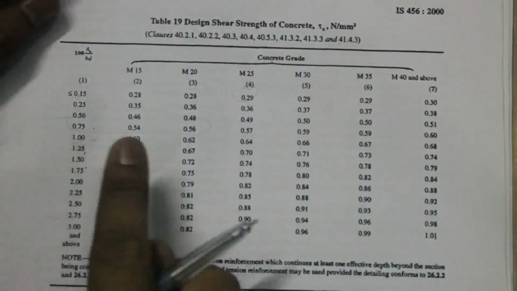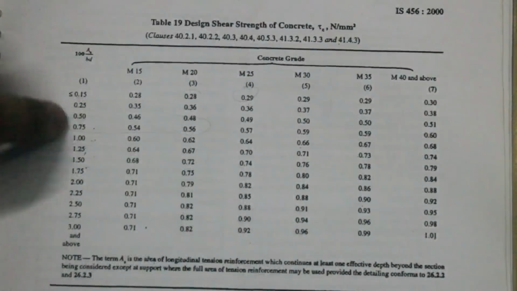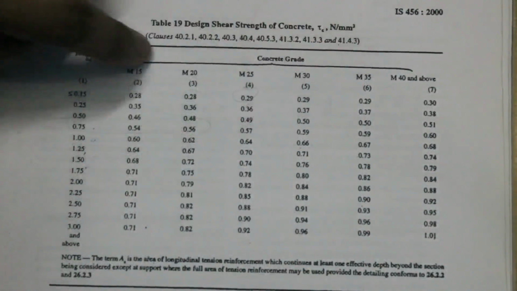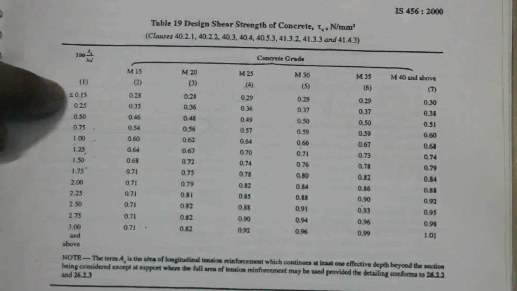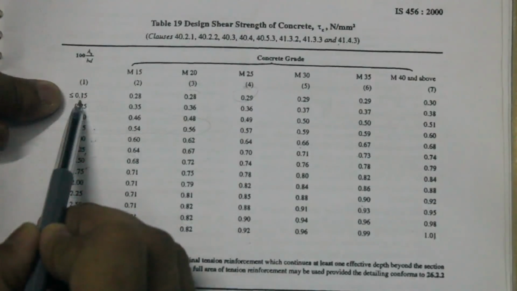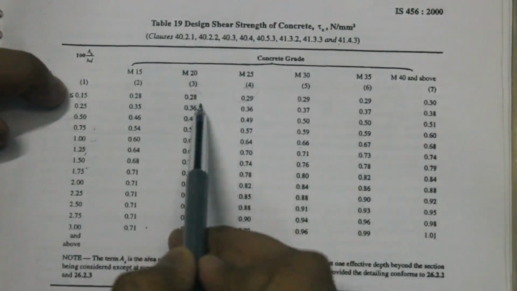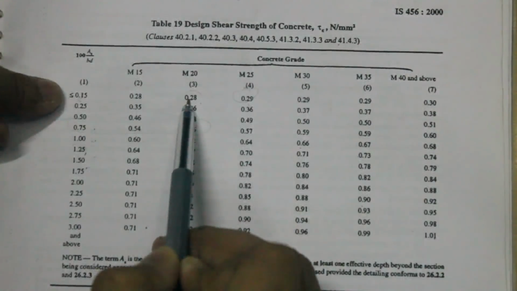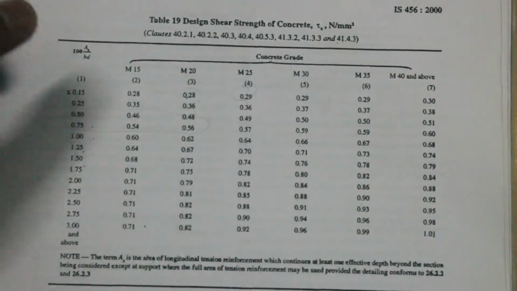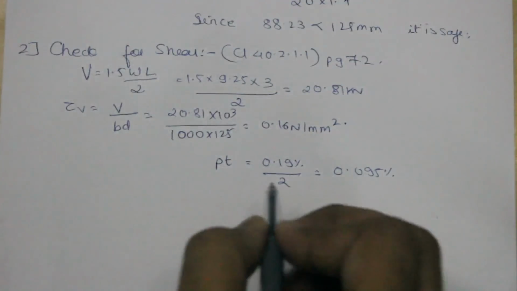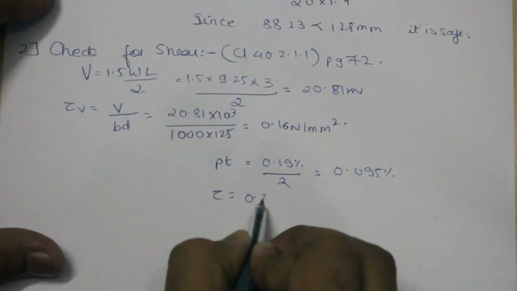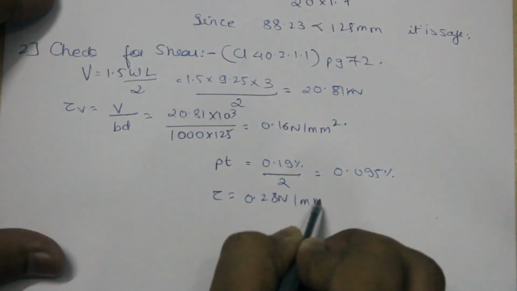Now for PT percent is given here, and the grade of concrete is given here. For PT percent 0.095, it is less than 0.15, so we will use the first line over here. And for M20 grade of concrete, it is 0.28 Newton per mm square. Okay, so we'll write it down. Tau c is equal to 0.28 Newton per mm square.